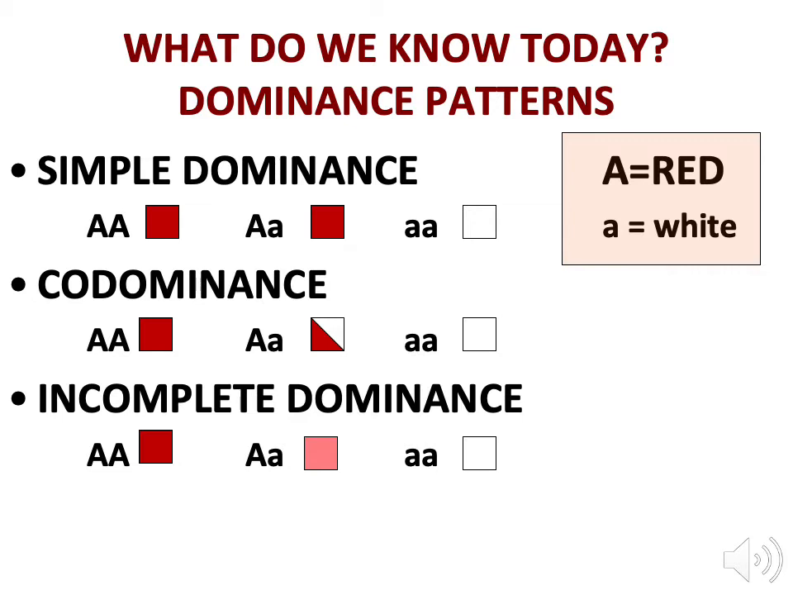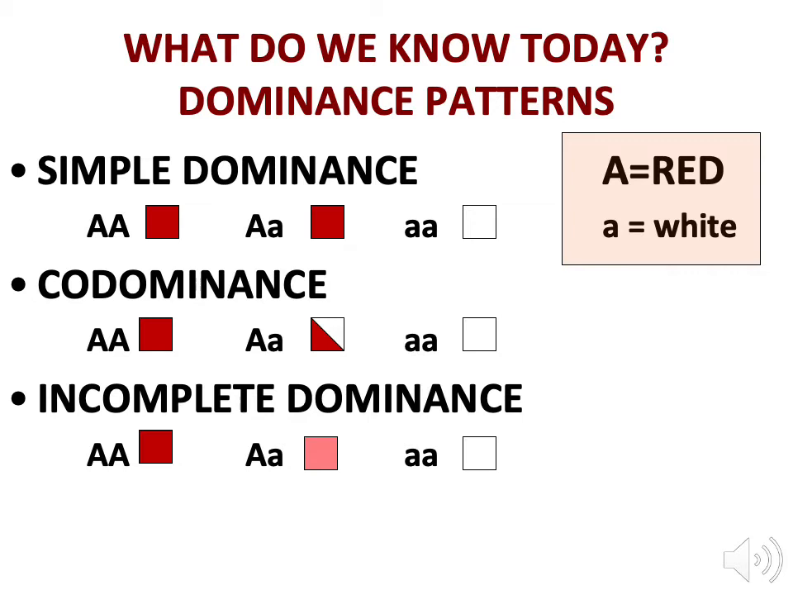In codominance, we're going to focus on the heterozygous situation. That's the big A little a, smack dab in the middle. So here's the deal. In codominance, it states that if both alleles are present, meaning if both a dominant allele and a recessive allele are present, both will be expressed.